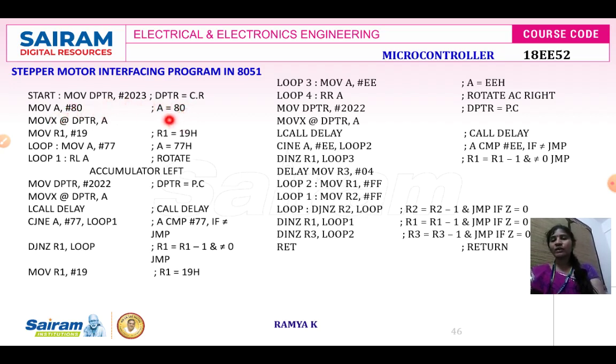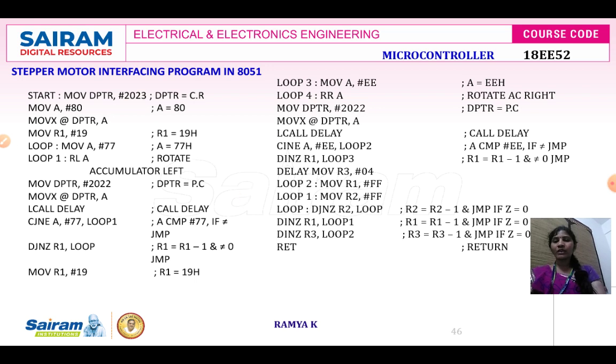Then that control word is moved to your address 2023. Then R1 is equal to 19. So all these things will represent at what angle the stepper motor has to rotate. So it has to rotate in the clockwise or anti-clockwise. So this can be done by means of either rotate accumulator left or rotate accumulator right.